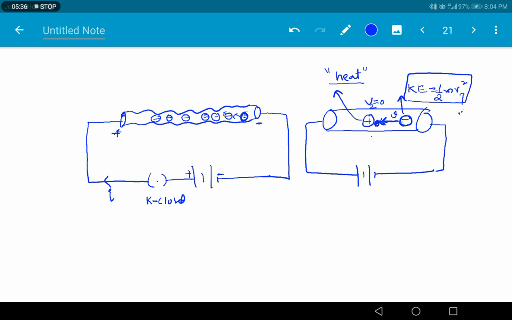Once again I am repeating: as the electrons move from one end to another end of the conductor, they participate in collisions. Before participating in a collision, the electron has kinetic energy.